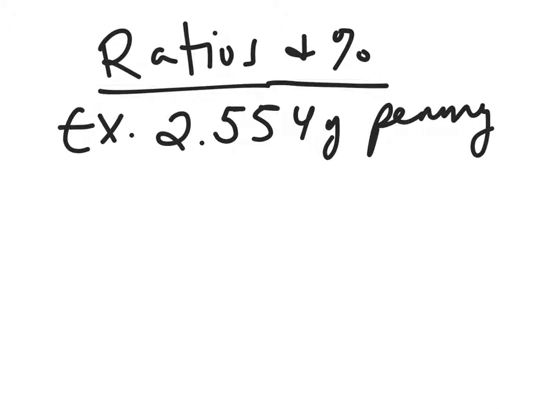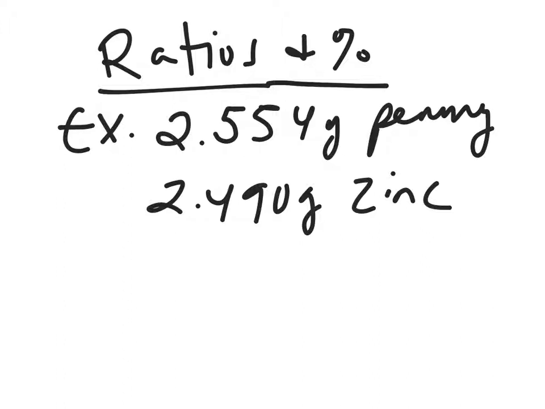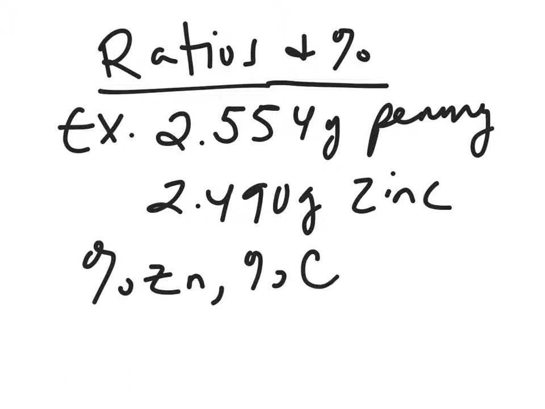And let's say out of that 2.554 grams, that there are 2.490 grams of zinc. And we want to know, for this example, what's the percent zinc and what's the percent copper in this particular penny. So we're going to do that by using a percentage.